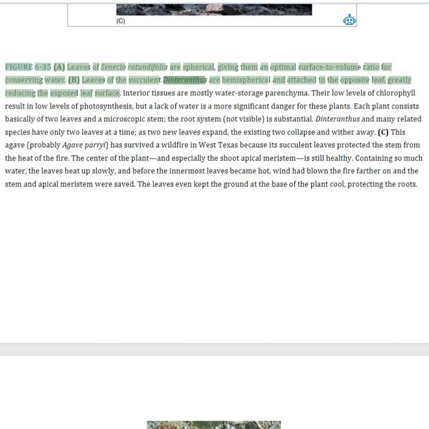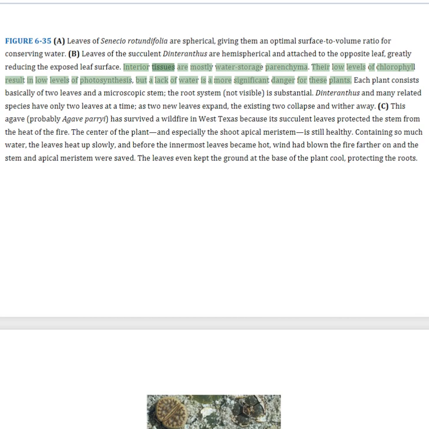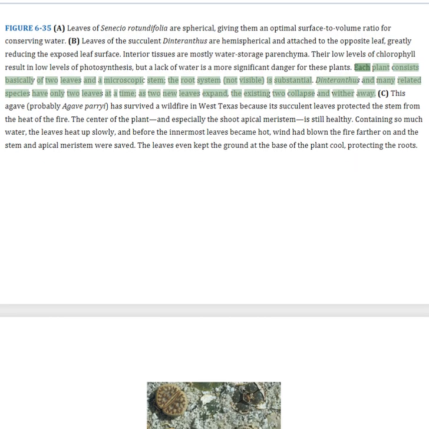Leaves of the succulent Dinteranthus are hemispherical and attached to the opposite leaf, greatly reducing the exposed leaf surface. Interior tissues are mostly water storage parenchyma. Their low levels of chlorophyll result in low levels of photosynthesis, but a lack of water is a more significant danger for these plants. Each plant consists basically of 2 leaves and a microscopic stem. The root system is substantial. Dinteranthus and many related species have only 2 leaves at a time. As 2 new leaves expand, the existing 2 collapse and wither away.